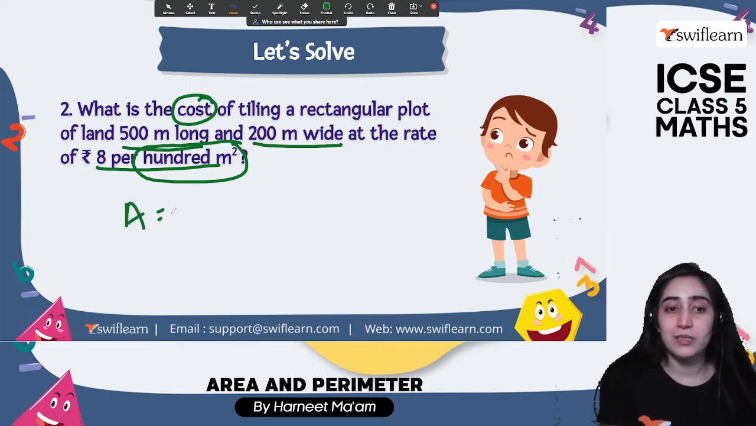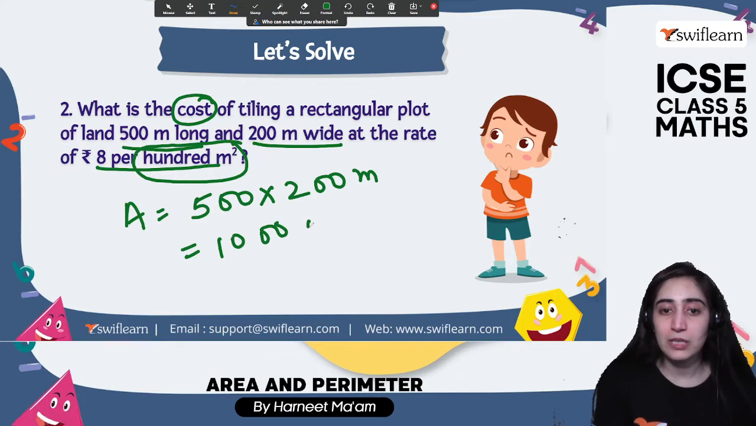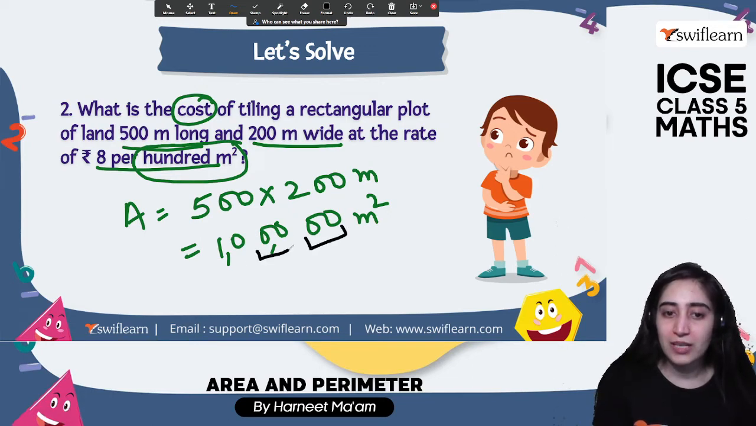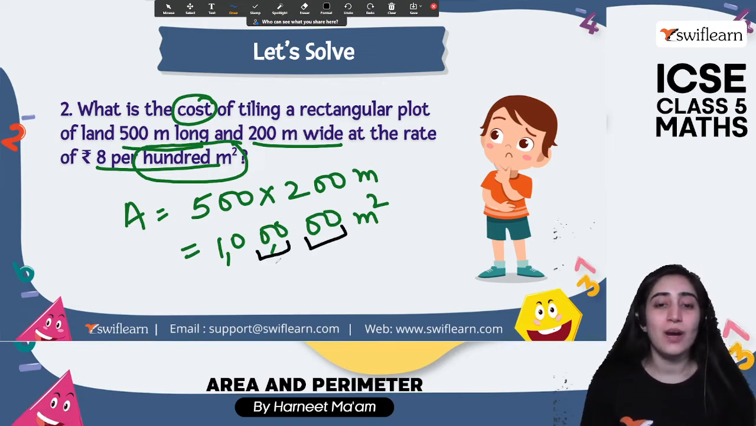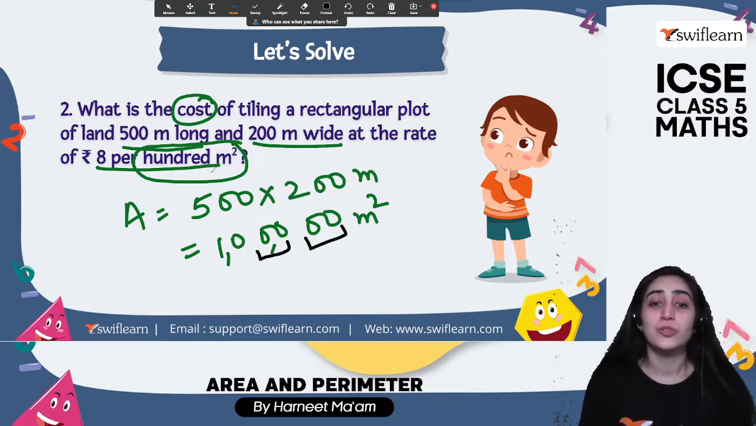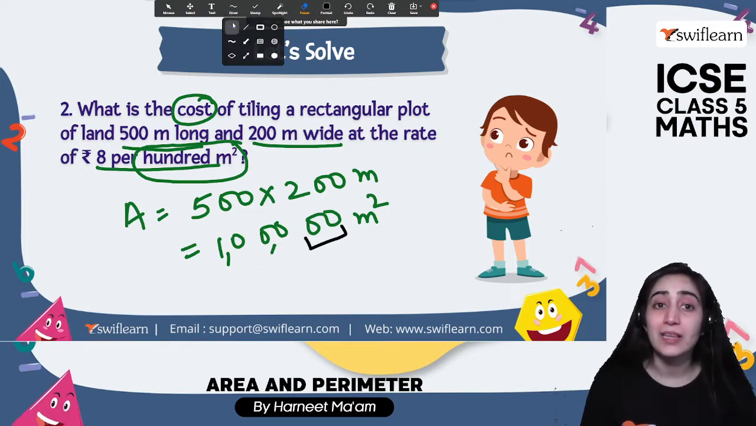So area is equal to 500 into 200 meters, right? It will give me meter square. So 5 times 2 is 10. Then we have 2 zeros and we have 2 zeros. So we got something like this, meter square. Now it's saying 100 meter square. So this one will give me 1 of the 100. This one will give me 2 of the 100, right? So before doing this, it says 100 meters square, so what I need to do is divide it by 100.